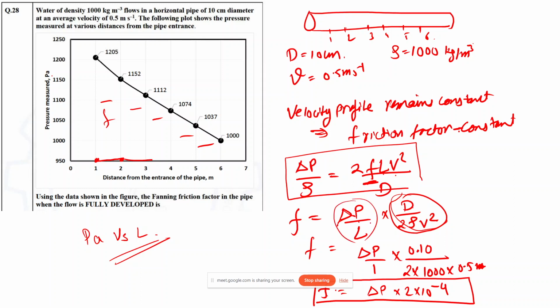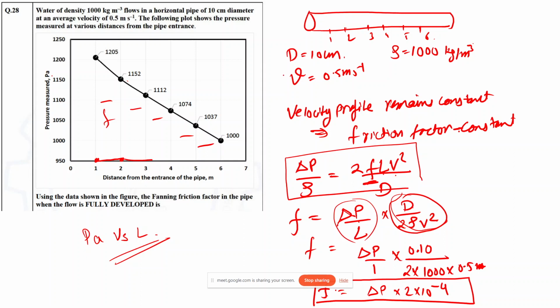So we calculated the slope for each of these sections by calculating delta P by L. That is, for the first section, it was 1205 minus 1152 upon 1. Then for the second section, it is 1152 minus 112 upon 1. And finally, you can see that for some length, the friction factor, that is F, will become constant.